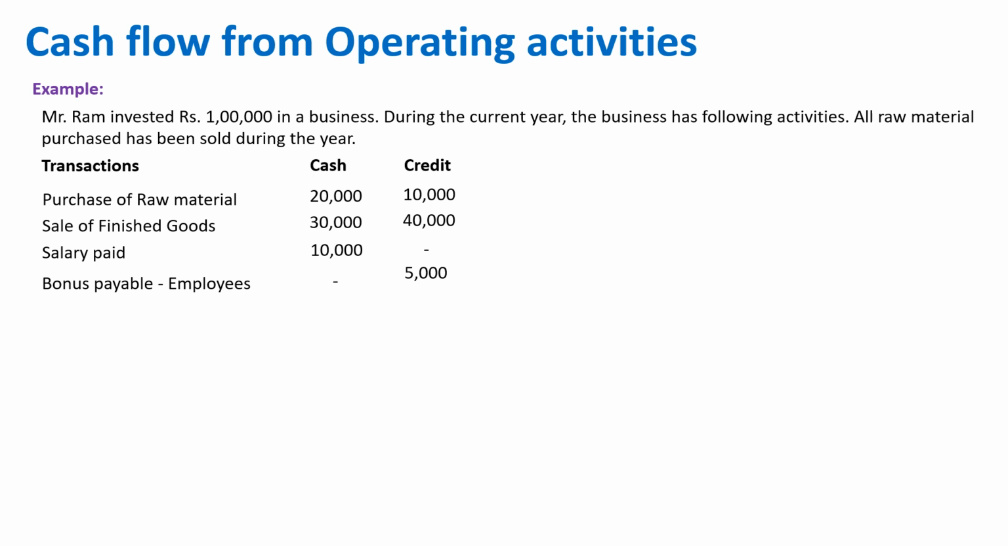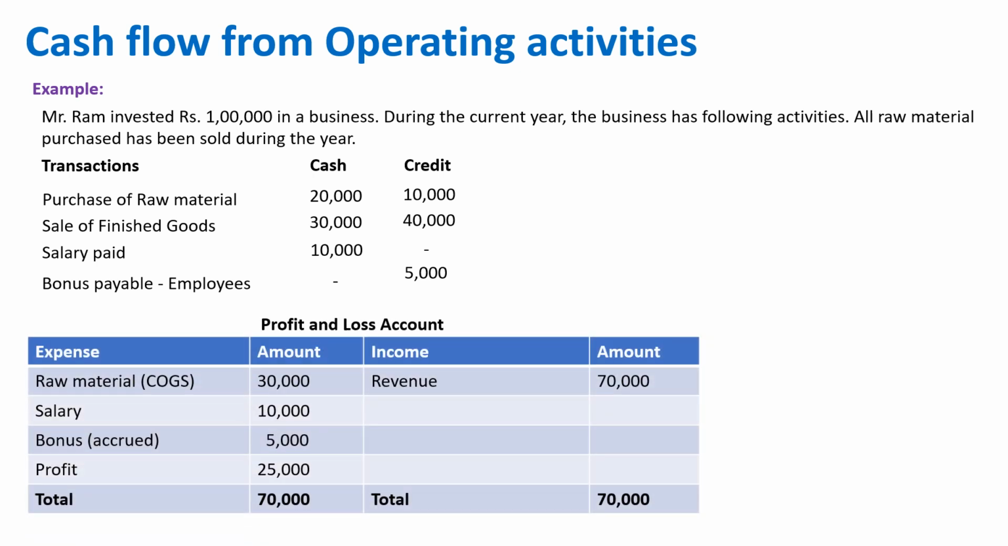Considering these transactions, if we prepare the profit and loss account, we'll have expenses like raw material 30,000. Even though it is cash and credit, on accrual basis, both amounts have to be reported under the profit and loss account. So 30,000 is the cost. Similarly, salary 10,000 and bonus, even though it is not paid, on the accrual concept it has to be accounted, hence 5,000. On the other side, income is 70,000. Even though 30,000 is received in cash, on accrual basis both 30 plus 40 have to be reported, so 70,000 revenue. And the company earns a net profit of 25,000 rupees.